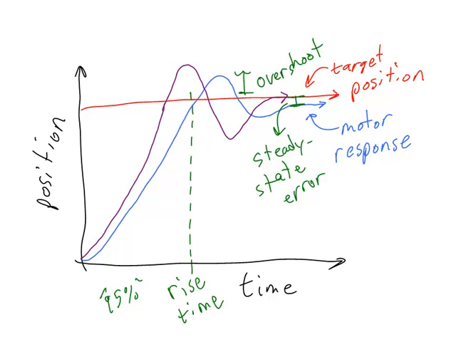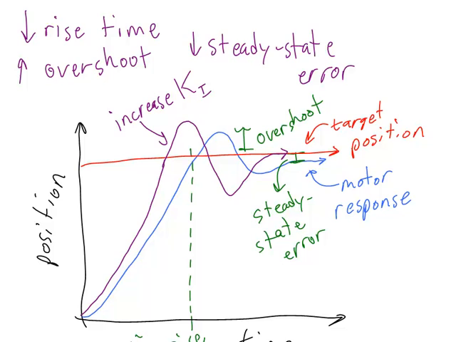However, the reason why we use integral control mostly is because of its effect on the steady state error. Use of integral control can eliminate steady state error because when the response has steady state error, that error will add up over time and increase the voltage sent to the motor. So overall, the effect of increasing Ki is to decrease the rise time, increase the overshoot, and to decrease the steady state error.